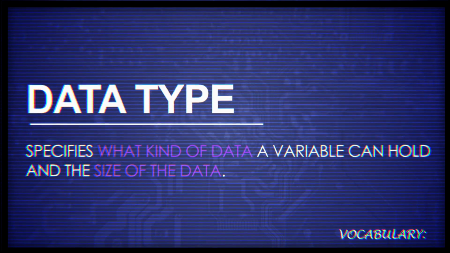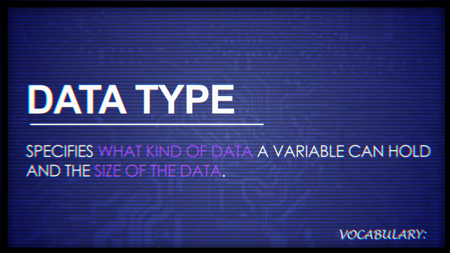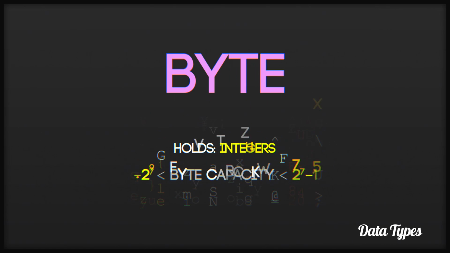The data type before an identifier specifies what kind of data a variable can hold, and the size of the data. So let me introduce you to the rest of the variables in Java, and show you practical examples of when to use them. Let's start with numbers because they're the easiest to understand.